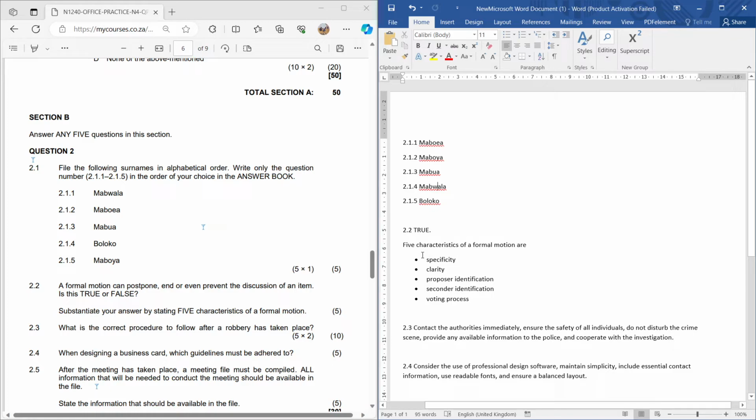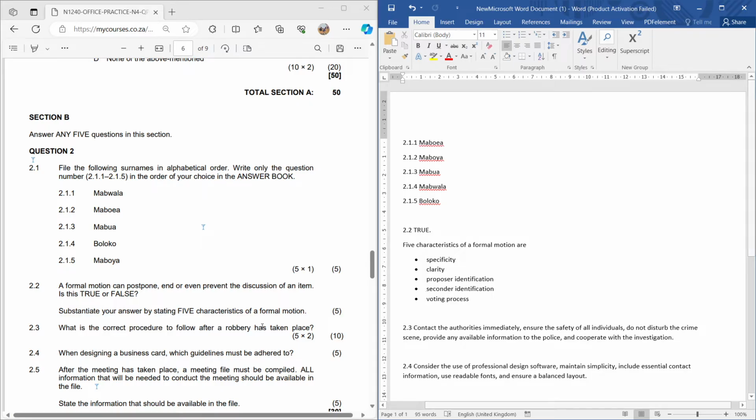It's very specific. It avoids ambiguity. You understand? So it becomes really clear, right? So the second characteristic is clarity, right? Clarity avoids any misunderstandings, right? So a formal motion has clarity. And then you have proposer identification, also seconder identification, right? And then there's also the voting process. Those are the 5 characteristics of a formal motion.